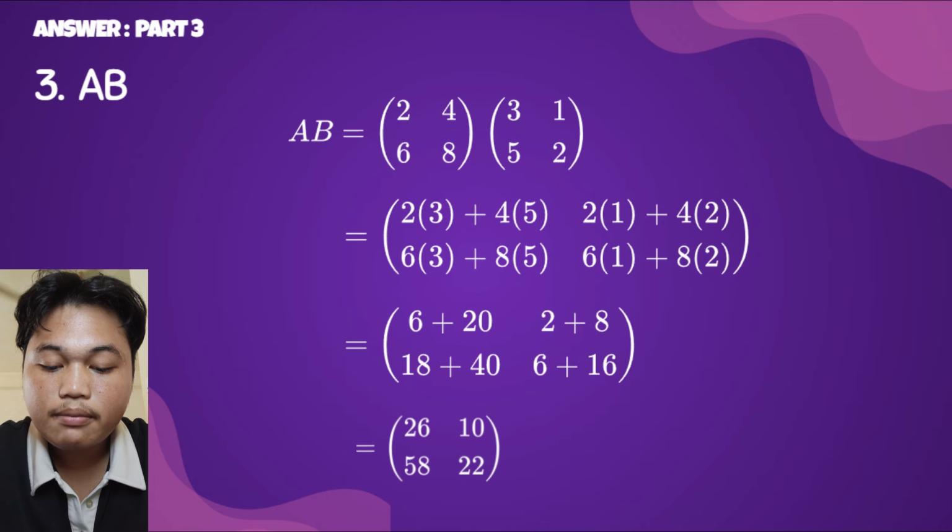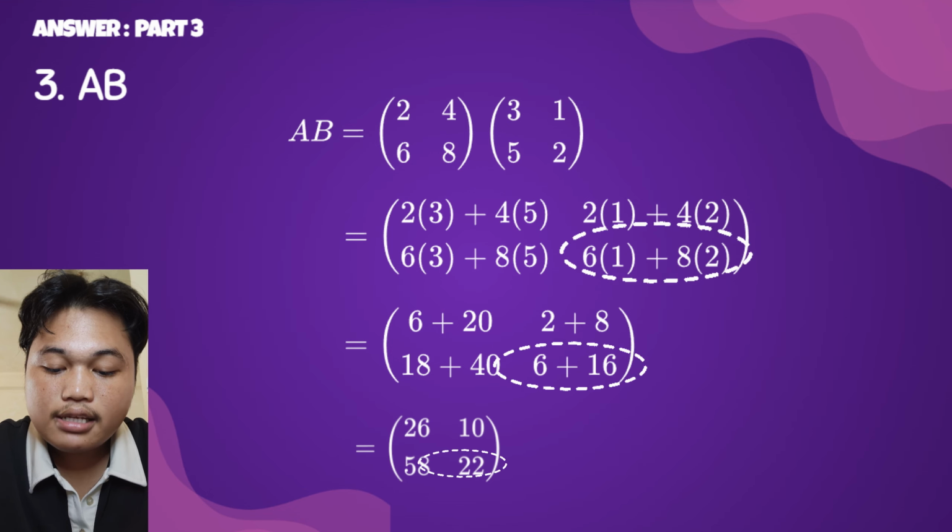Finally, for the bottom right entry, we take the second row times the second column to get 6 times 1 plus 8 times 2, which gives us 9 plus 19 equals 22, leaving us with our final matrix.